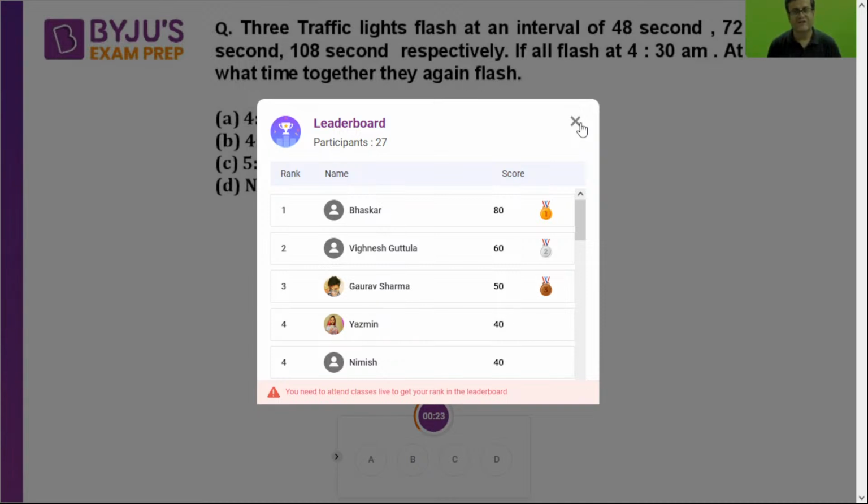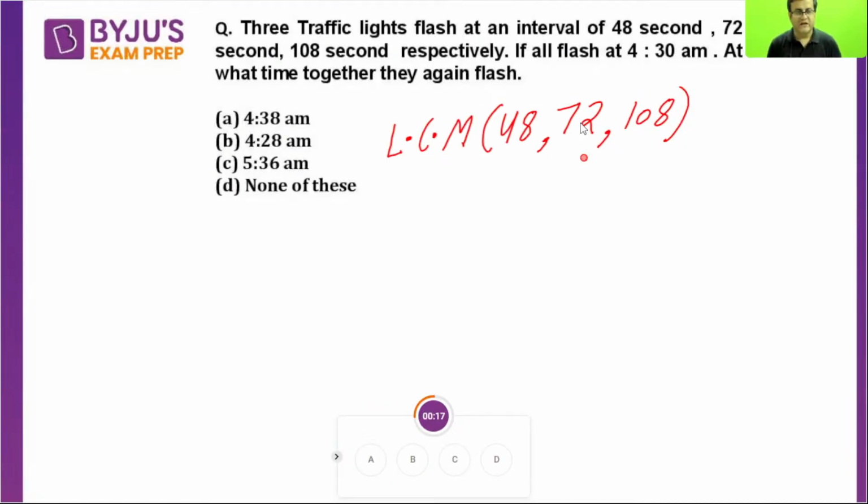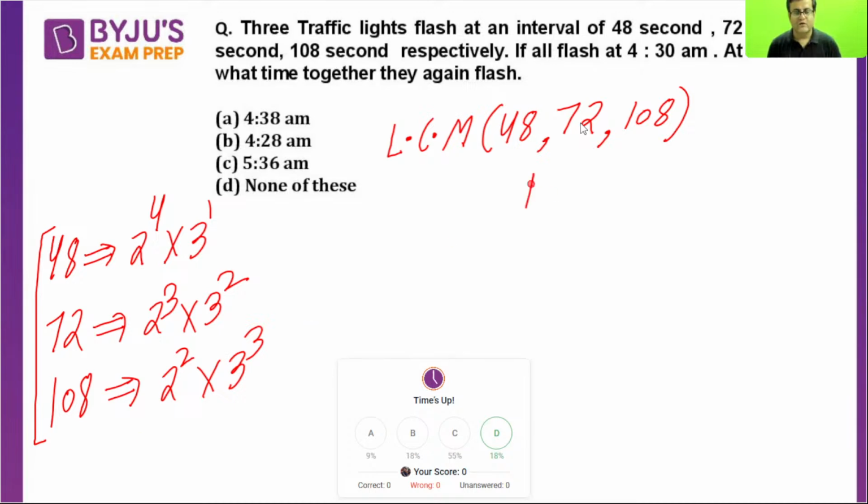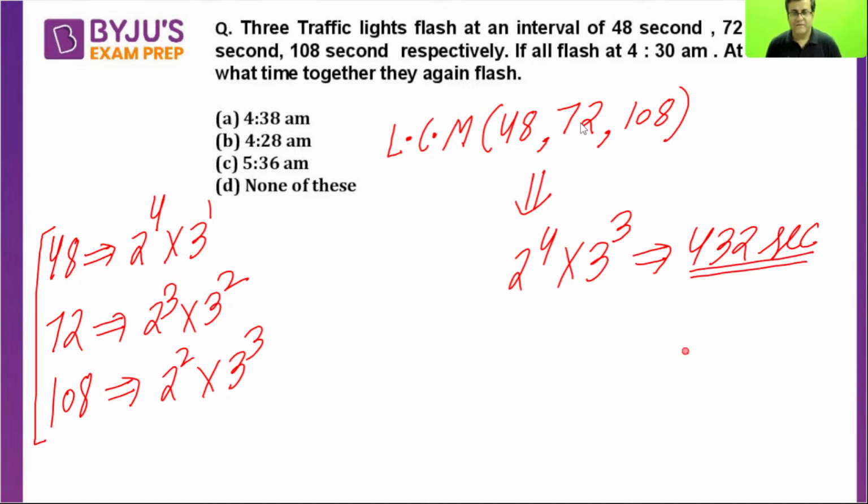So 48 seconds, 72 seconds, and 108 seconds. Three lights flash at 4:30 a.m. What time again? 48 is 16 threes; you can factorize: 16 is 2 to the power 4, so 48 is 2 to the power 4 times 3. 72 is 8 nines, so 2 to the power 3, 3 to the power 2. 108 is 27 fours, so 2 to the power 2, 3 to the power 3. I have factorized all three values. You get the LCM as 2 to the power 4 times 3 to the power 3. This is 16, this is 27. 432 seconds is the time after which all three flash together once.